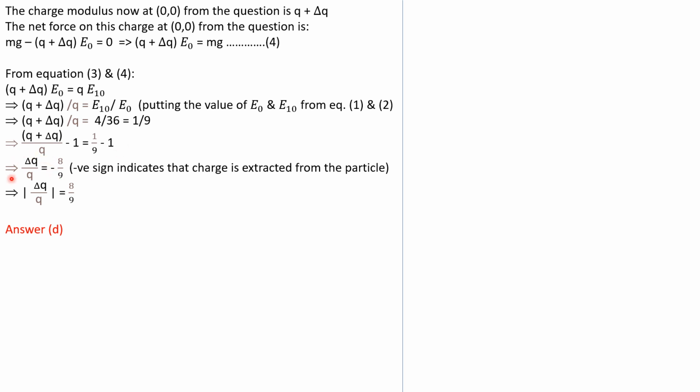If we are interested in finding delta q by q, we will be subtracting 1 from both sides. So delta q by q is coming as minus 8 by 9. The negative sign indicates that the charge is extracted from the particle. In the question it is being asked the fractional change of modulus of the charge, so delta q by q in magnitude will be 8 by 9. If we see the choices, answer D will be our correct answer. Thank you.